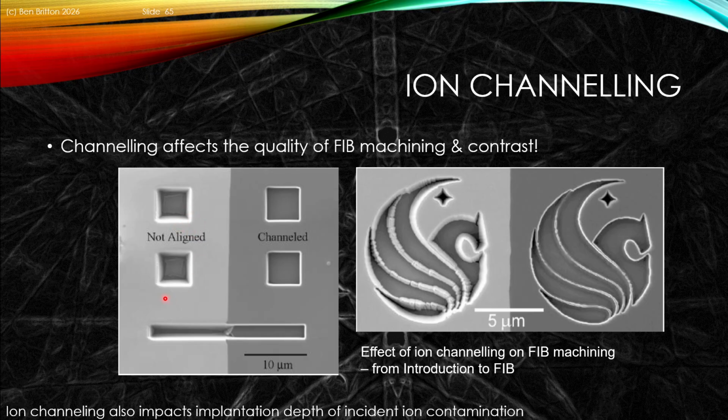We can see that if we have a poor alignment of our silicon versus a good alignment of our silicon, in the channeled case, we get beautiful edges. In the non-aligned case, the squares aren't as square as they should be. And this can be very important if we want to look at the fidelity of how we cut objects on this system. The channeling will also impact the incident ion depth for where you get implantation in that system as well.